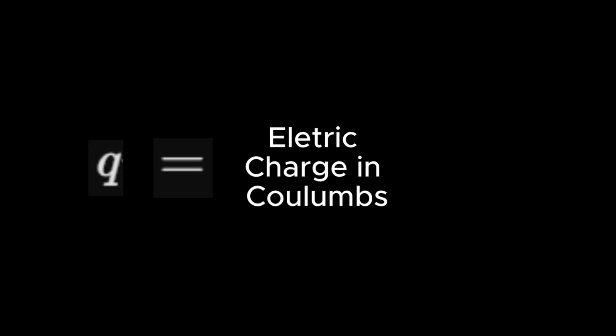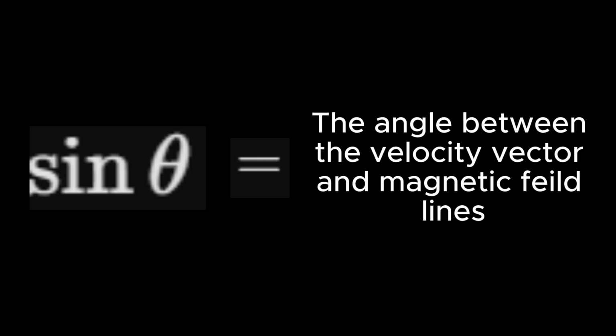Let's break down the variables now. So Fm is the magnetic force in newtons, Q is the charge of the particle in coulombs, V is the velocity of the particle in meters per second, B is the magnetic field strength in teslas, and theta is the angle between the velocity vector and the magnetic field lines.